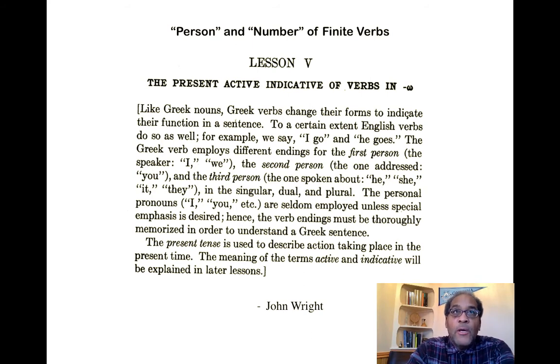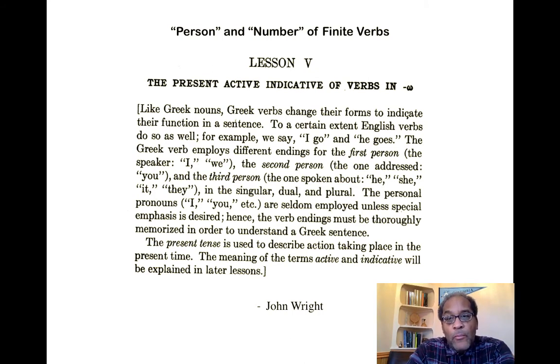Okay. So, as an English speaker, the seemingly odd thing that you have to get used to dealing with Greek or Latin is the notion of number and person of finite verbs. John Wright, in the third edition of Farr, added this explanation at the beginning of the chapter, which earlier readers of Farr would probably not have needed because they would have already studied Latin. However that may be, here we go.